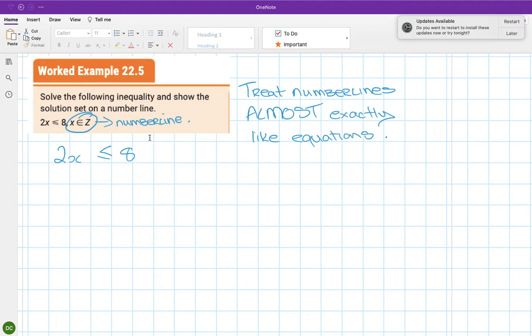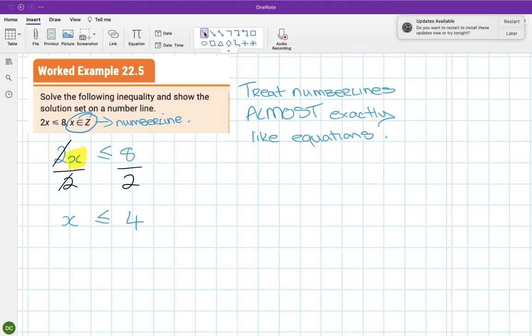Okay, so they're almost exactly like regular equations. I'm going to show you the almost bit, but if this was a regular equation, we would want to isolate the x. How do we isolate the x? We divide by 2. If you divide by 2 on the left, you have to divide by 2 on the right. So we get x less than or equal to, and 8 divided by 2 is 4. Yeah?